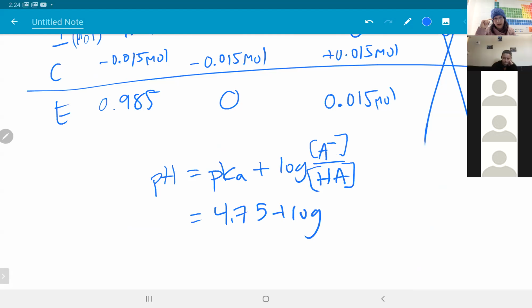But it's okay to actually plug moles in right here. You don't have to go back to what the concentration is. You can plug moles in, as long as both of them are in moles, everything's fine. So the amount of A minus I had is 0.015 moles. The amount of HA that I had was way more moles. And then you would plug and chug and solve for pH.